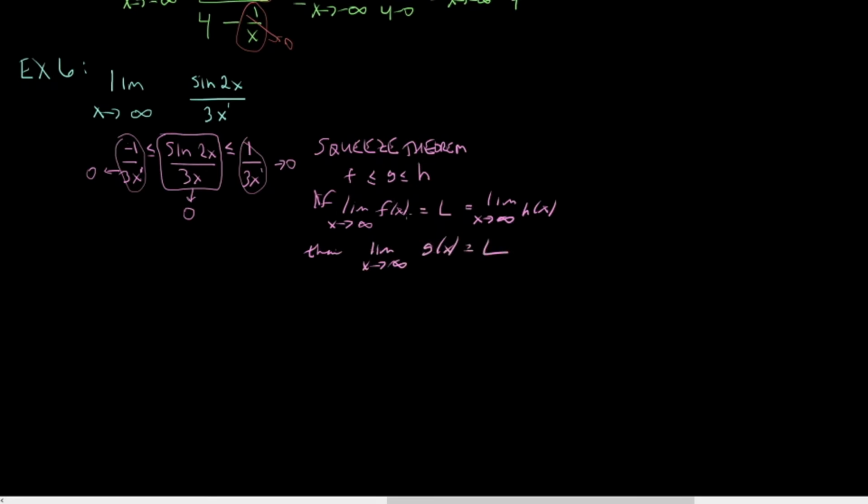So what's our L in this case? Sorry for the sloppiness, but our L here is 0. It's the same for f of x, which is negative 1 over 3x, and h of x, which is positive 1 over 3x. And g of x is what's in the middle, the sine 2x over 3x. That also has to go to 0. So by the squeeze theorem, we now know that this limit has to equal 0.